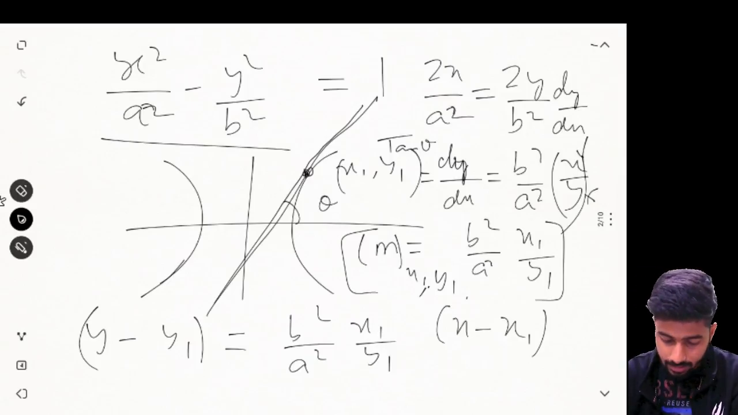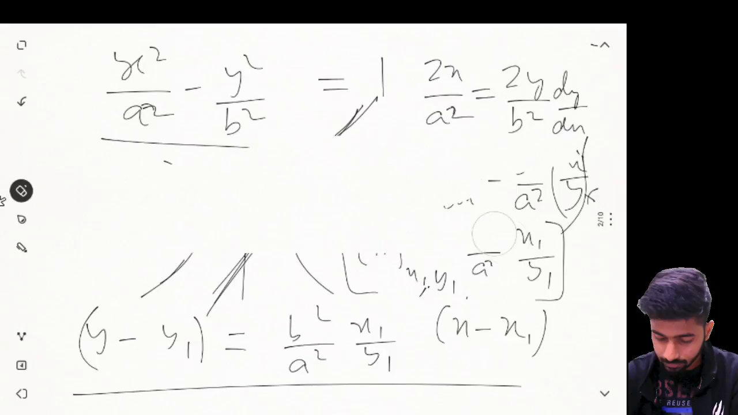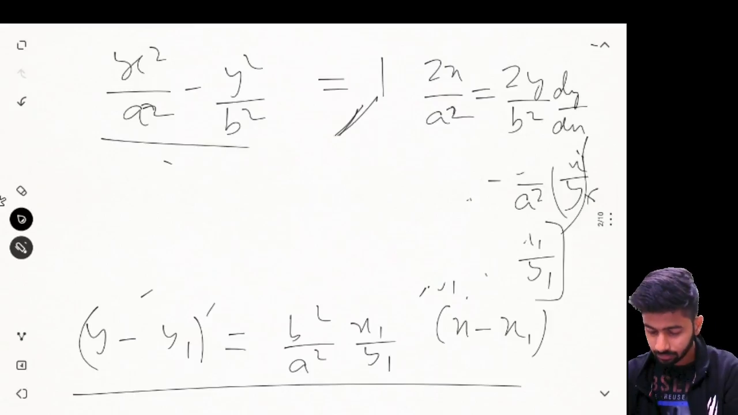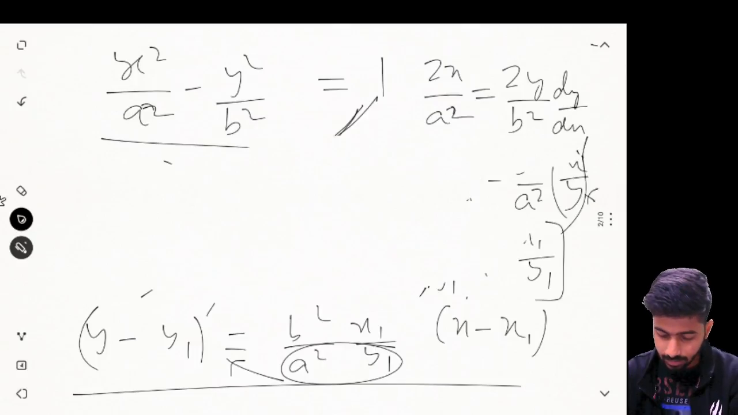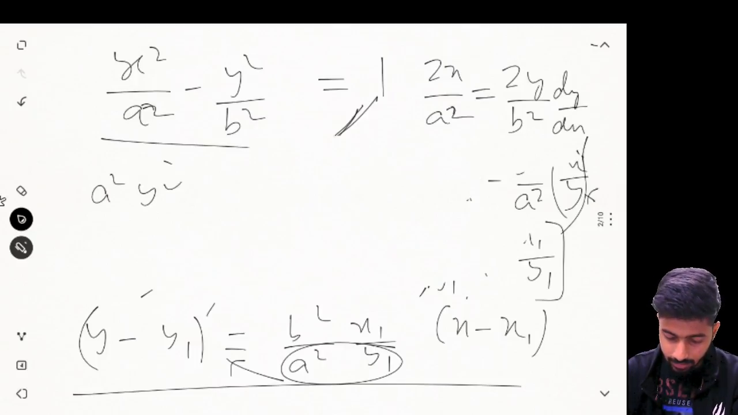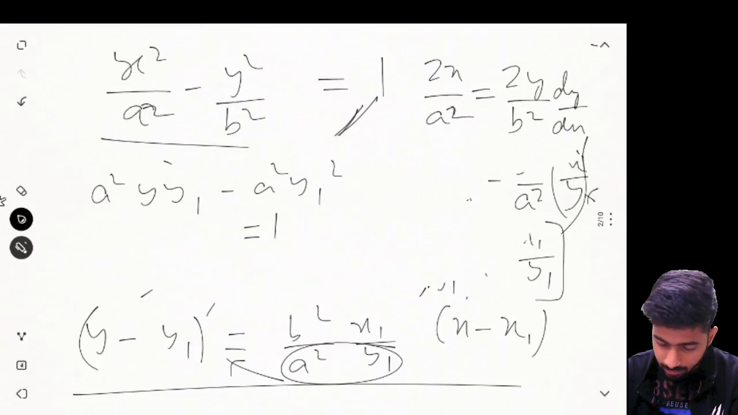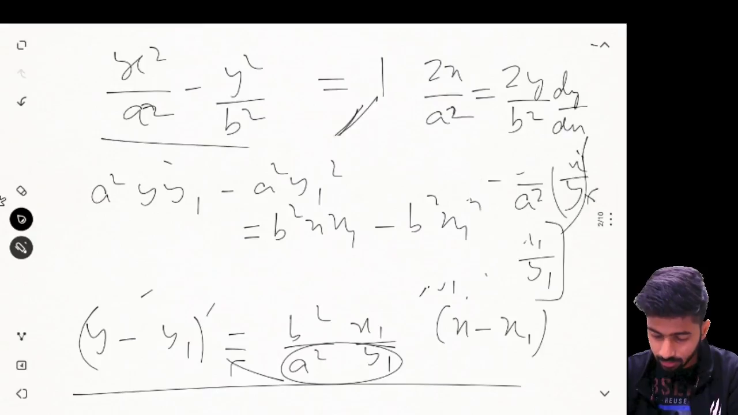Let us try simplifying this. So what is this? This is the equation of this tangent, right? Let's try simplifying this. So taking this a square y1 this side, what we have is a square y1 minus a square y1 square is equals to b square x1 minus b square x1 square.